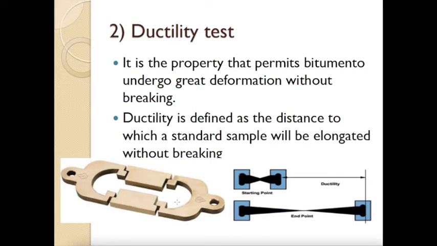Then the next one is the ductility test. It is the property that permits a bitumen to undergo great deformation without breaking. And this ductility is defined as the distance to which a standard sample will be elongated without breaking. Right? So we have this jig, and we are going to place our bituminous material inside this jig, and it will be pulled out in order to measure its ductility, right? So we have this starting point, and as it is subjected to tension, then we can see whether our material will be ductile or not, right? So this is for the ductility test.